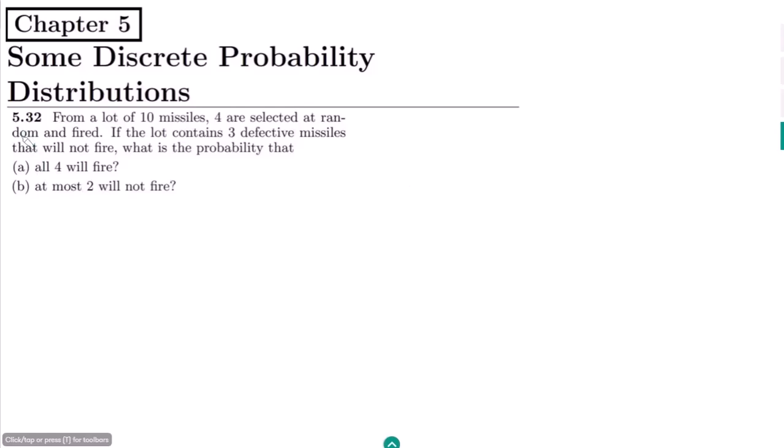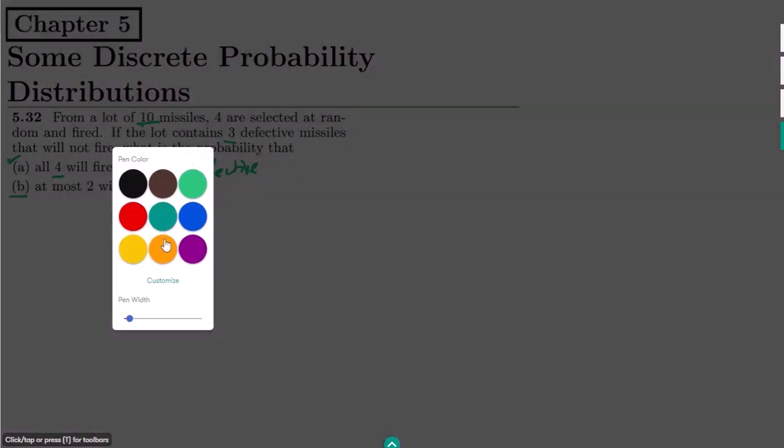Welcome back, guys. This is question 5.32, and the statement of this question is, from a lot of 10 missiles, 4 are selected at random and fired. If the lot contains 3 defective missiles that will not fire, what is the probability that A, all 4 will fire, and B, at most 2 will not fire? 4 fire means all 4 are not defective. So this is what we have.